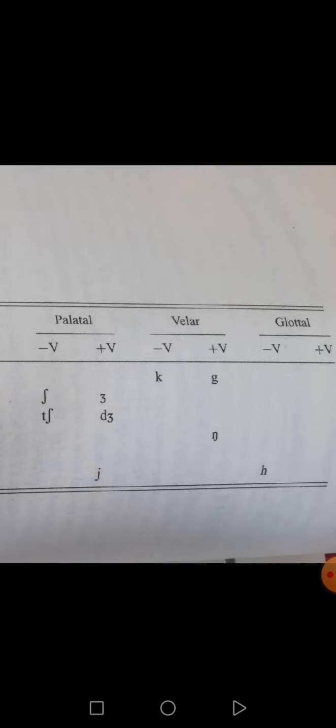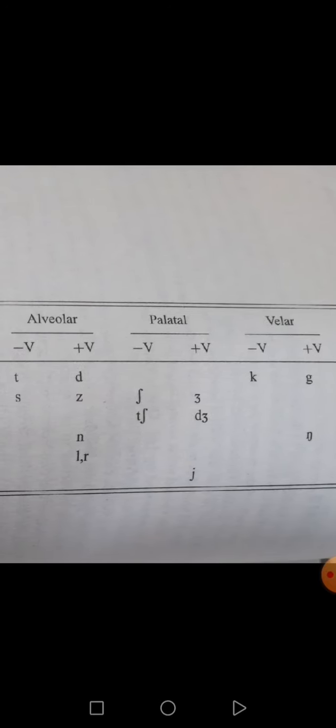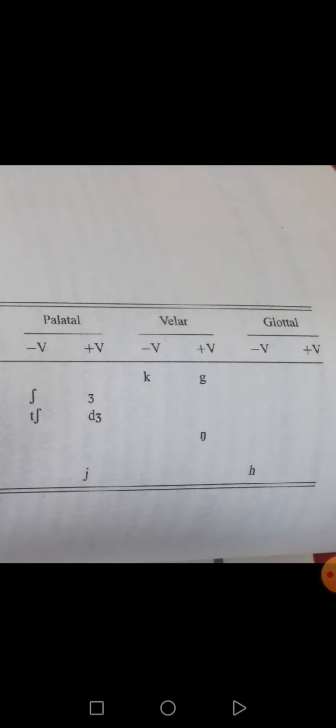After that, we have the velar. We said that the palate is divided into 3 parts. First of all, we have the alveolar. After the alveolar, we have the hard palate, and the adjective from the hard palate is palatal. And after the palatal, we have the velar. The velar sounds are at the back of the palate, which we call the soft palate.